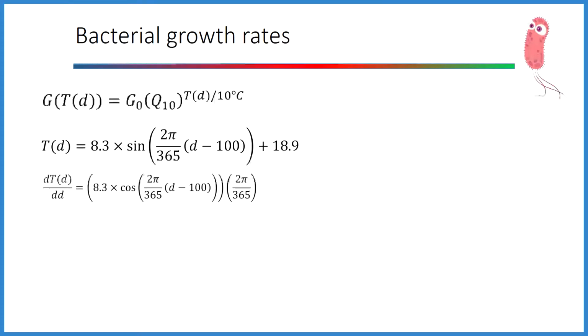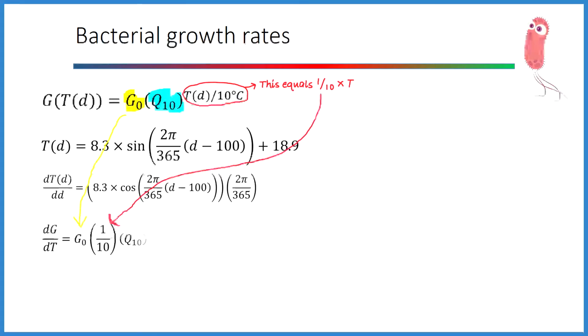That's actually pretty easy to do, because remember, g0 is just some constant. That's the growth rate of the bacteria at a temperature of 0 degrees Celsius. And Q10 is also a constant that determines the bacteria's growth response to changing temperature. And of course, the exponent up there is really just equal to 1 over 10 times t. So it's pretty easy to calculate the derivative of g with respect to t: it is equal to that constant out front times the constant in the exponent times Q10 to the t over 10.